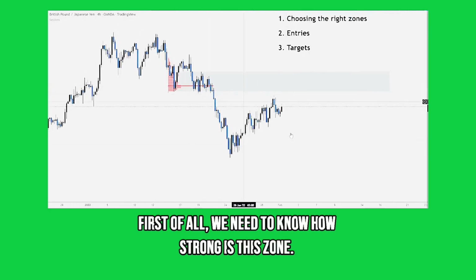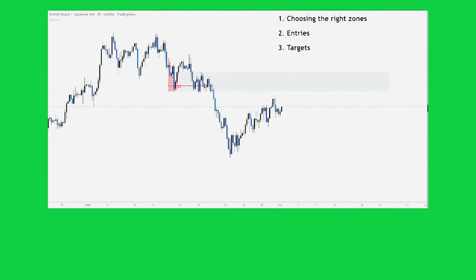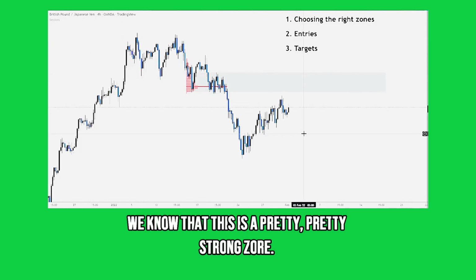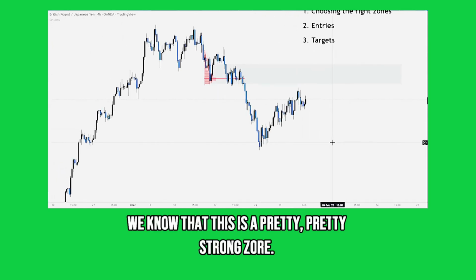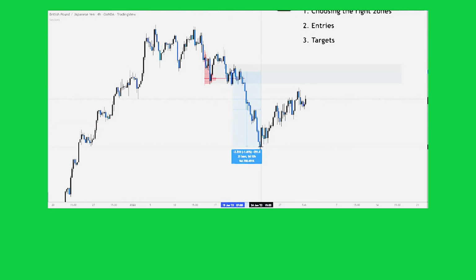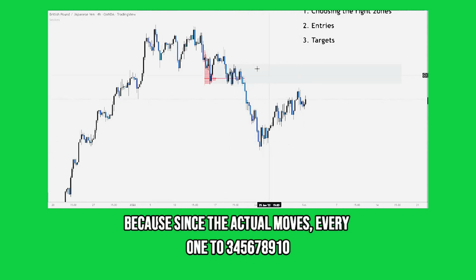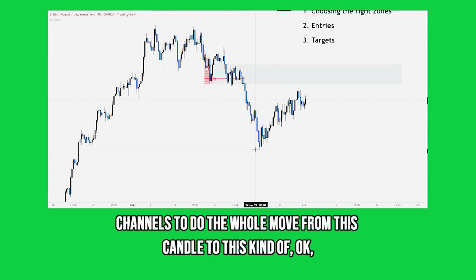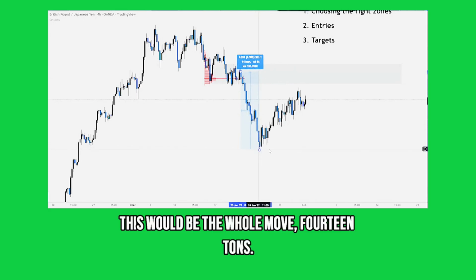First of all, we need to know how strong is the zone. So if you already watched some stuff on our channel and you know how to identify stronger zones, we know that this is a pretty strong zone. Why is that? First of all, quick move, not a lot of candles. Let's count how many candles this one has since the actual move. So that'll be 1, 2, 3, 4, 5, 6, 7, 8, 9, 10, 12, 13, 14, 15 candles to do the whole move from this candle to this candle. This will be the whole move.